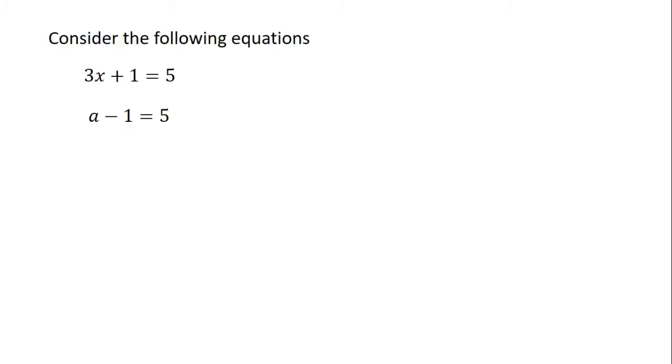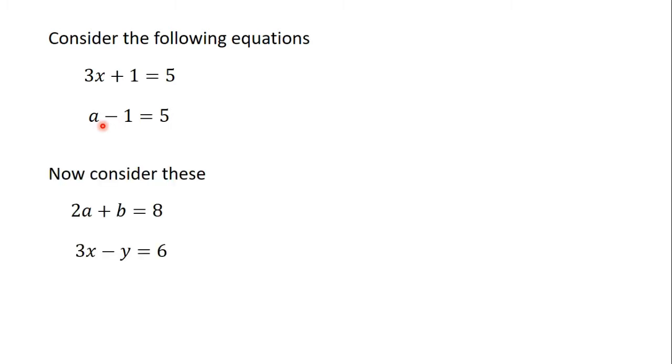Let's consider the following equations. The first one is 3x + 1 = 5. And the second one is a - 1 = 5. In the video on Introduction to Linear Equations, we saw that these equations are linear, and we learned how to solve these types of equations. We know that all you need to do in order to find x in the first case or a in the second case is to group like terms and then simplify.